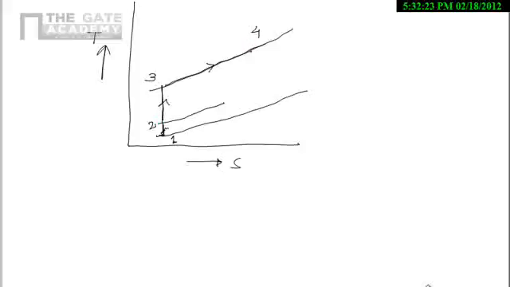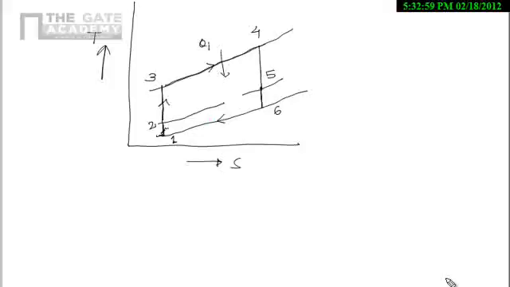4 to 5 there is an isentropic expansion in the turbine, and from 5 to 6 in the nozzle there is again isentropic expansion, and 6 to 1 is the condenser. So 1, 2, 3, 4, 5, 6. This one is the process here.